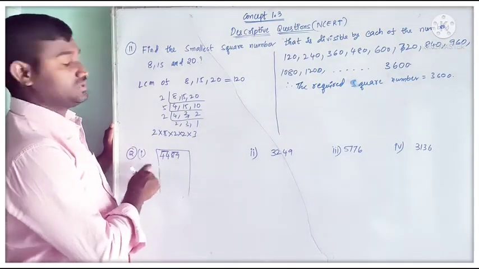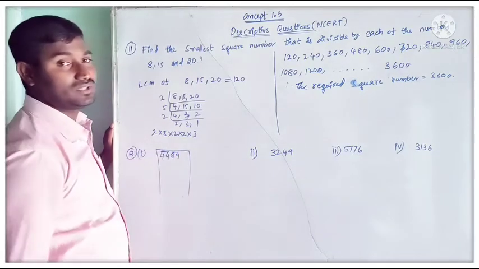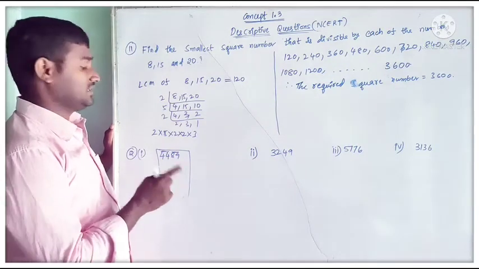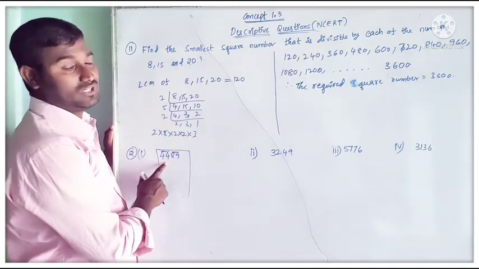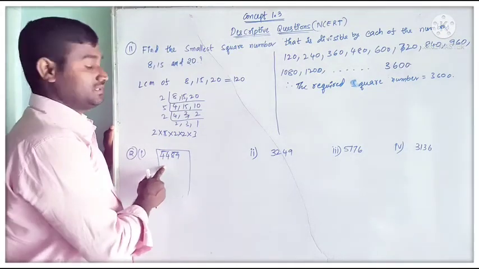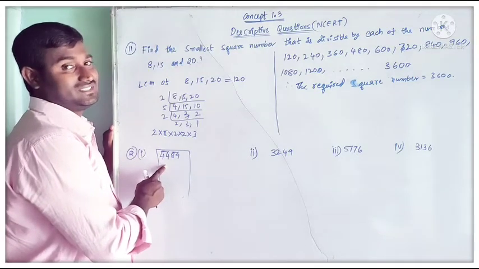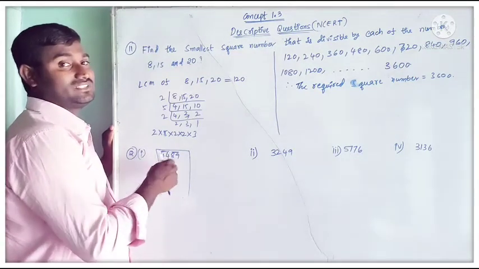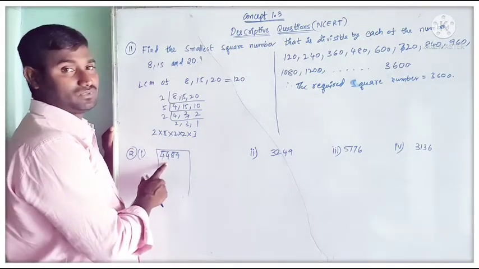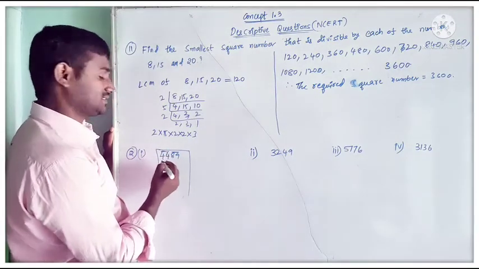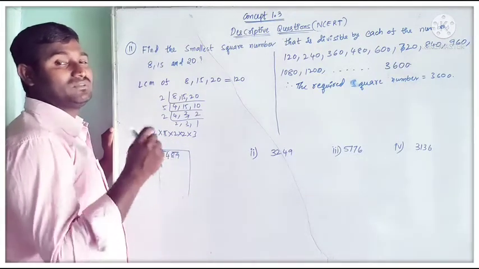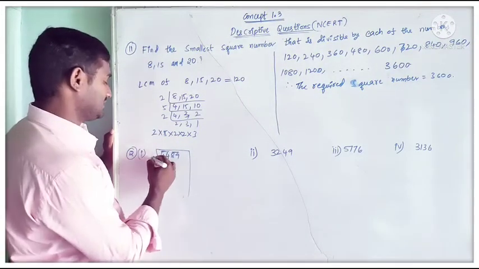For 44, the nearest square number: 6 sixes are 36, 7 sevens are 49. That number should be nearest to or equal to 44, and we should not take more than 44. 44 is not a perfect square, so the nearest perfect square is 36, and 7 sevens are 49, which is more than 44. How do we get 36? By the product 6 into 6. Yes, 6 sixes are 36.